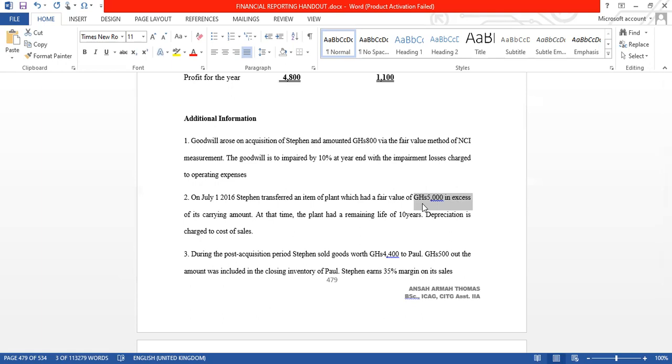Don't forget, during the period Stephen sold goods. This is PAP inventory, 44,000. And these goods should be taken away from our sales and our cost of sales. They said that 500 out of the amount was still included in the closing stock, and Stephen earns a margin. Do we need to convert to markup? No, because Stephen sold and Stephen earns the margin. Don't stress yourself. The person who sold is who the percentage is attributed to here. There is no change.